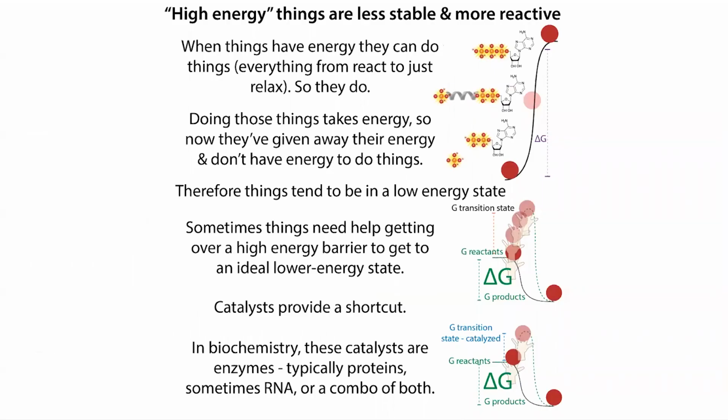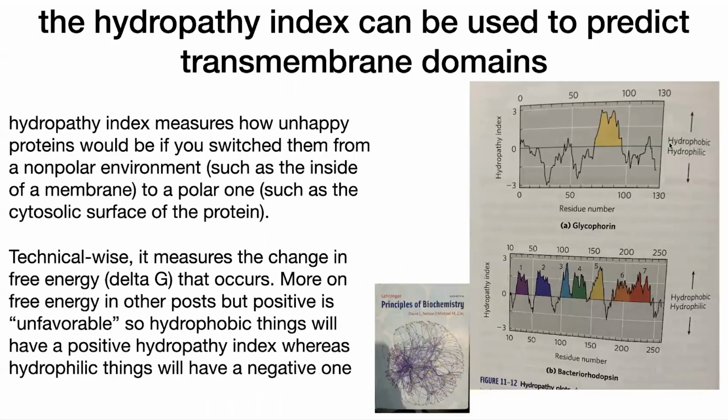And much more on this in other posts, but when something has a higher G, so a higher energy, it's going to be less stable. And so if you're talking about a positive delta G, you're talking about something going from a low energy, stable, happy state to a high energy, unstable state. And so this is going to be unfavorable. It's like pushing a ball up the hill. And so if you see a positive hydropathy index, this is telling you it would be unfavorable.